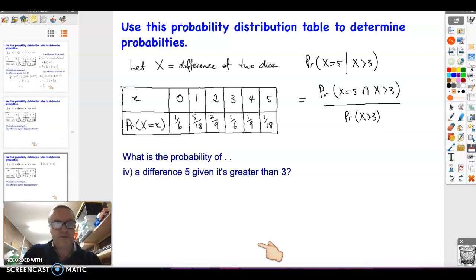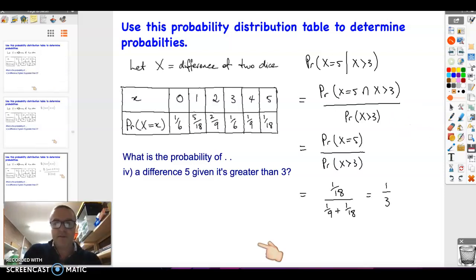And so using our formula for conditional probability, we've got an intersection of values, the intersection of the values that are equal to 5 and greater than 3, divided by the probability that x is greater than 3. And that intersection is simply 5. So the overlap of the values that are equal to 5 and the values that are greater than 3 must be just the probability that x equals 5. Dividing that by the probability that x is greater than 3, I've got 1/18 divided by the sum of those two probabilities, 1/9 plus 1/18, and the result of that is 1/3.